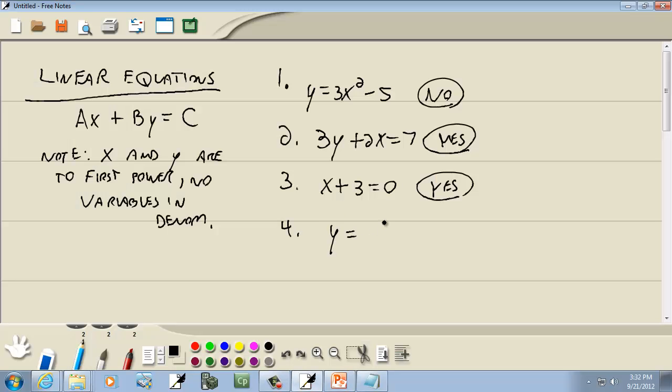And our next one, y is equal to 5 over x minus 1. Well, remember what I just said. There's no variables in the denominator. So the answer here would be no.